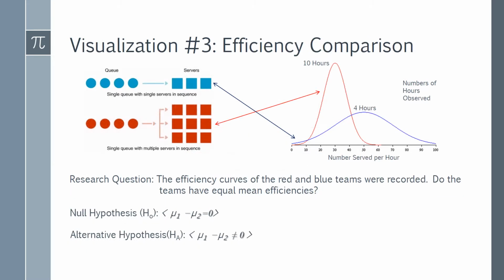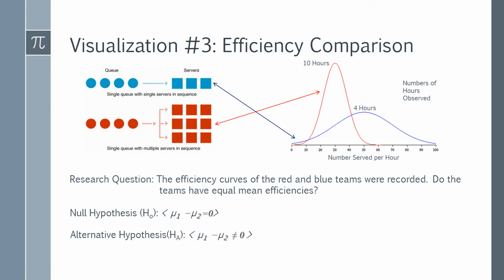Next scenario is the efficiency curve of the red and the blue teams. The question here is, do the teams have equal mean efficiencies? What are our null and alternative hypotheses here? The null hypothesis is saying that there is no difference in the average mean efficiencies. That's why we see the difference between the first mean and the second mean equal 0. And the alternative hypothesis is saying that there is a difference in the average mean efficiencies.